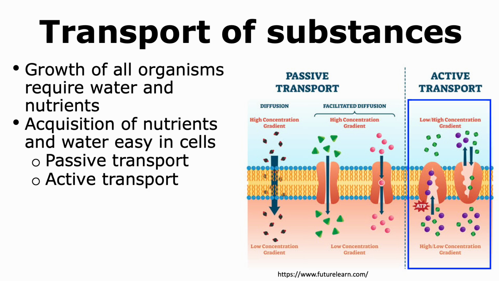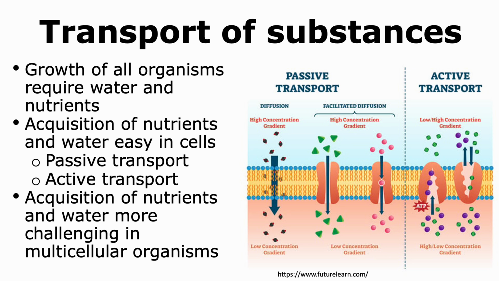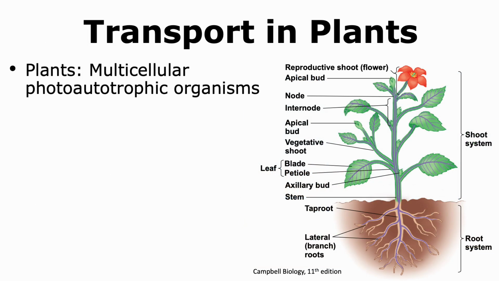Active transport is another transport mechanism which requires energy. In active transport, solutes or substances always move from a region of low concentration to high concentration. The acquisition of nutrients and water is, however, more challenging in multicellular organisms. Plants are examples of multicellular organisms that are photoautotrophs.